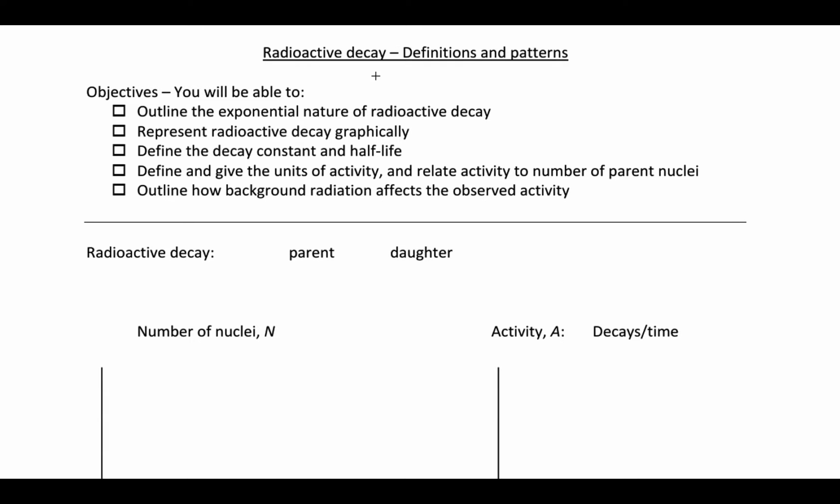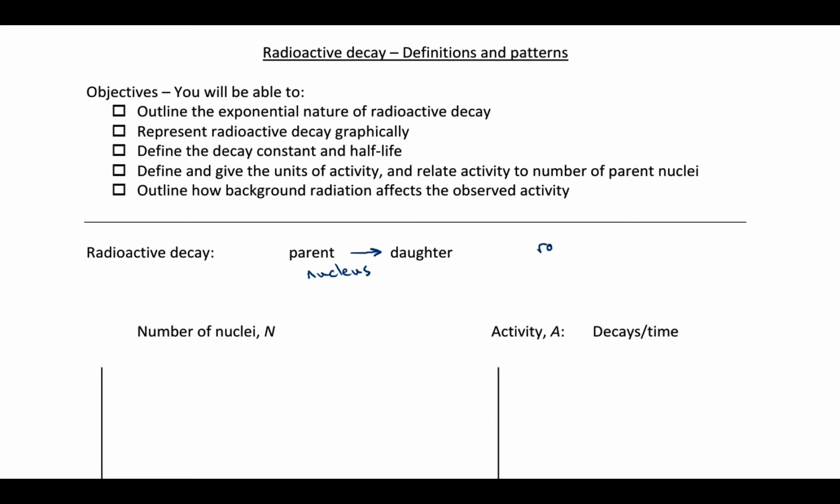In this lesson, we look at radioactive decay, and I give you some definitions, and we look at some patterns. Here are the objectives. Now, in radioactive decay, we have a parent nucleus that spontaneously turns into a daughter nucleus. It becomes a whole new element, and it does so by emitting an alpha particle, a beta particle, or a gamma ray, and we've looked at those kinds of radioactive emissions already.